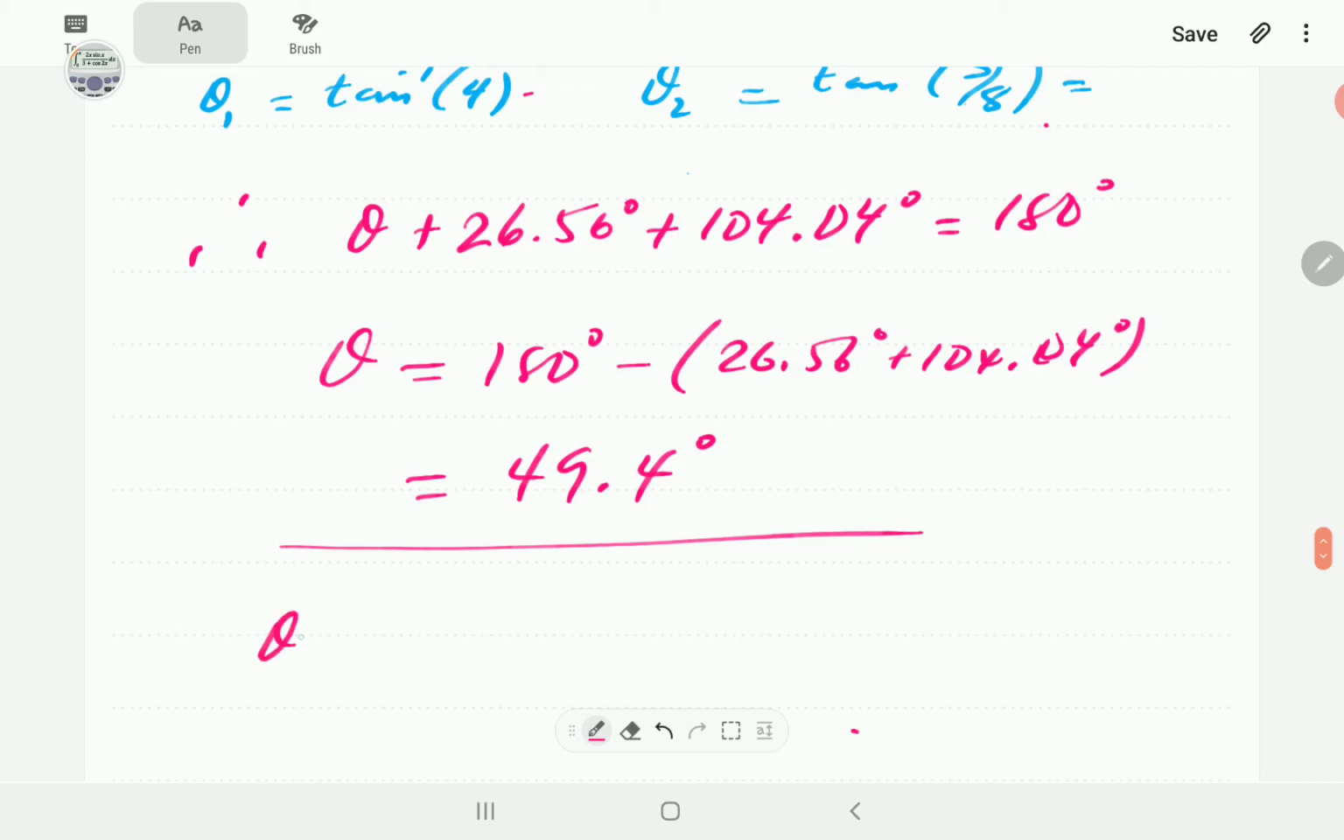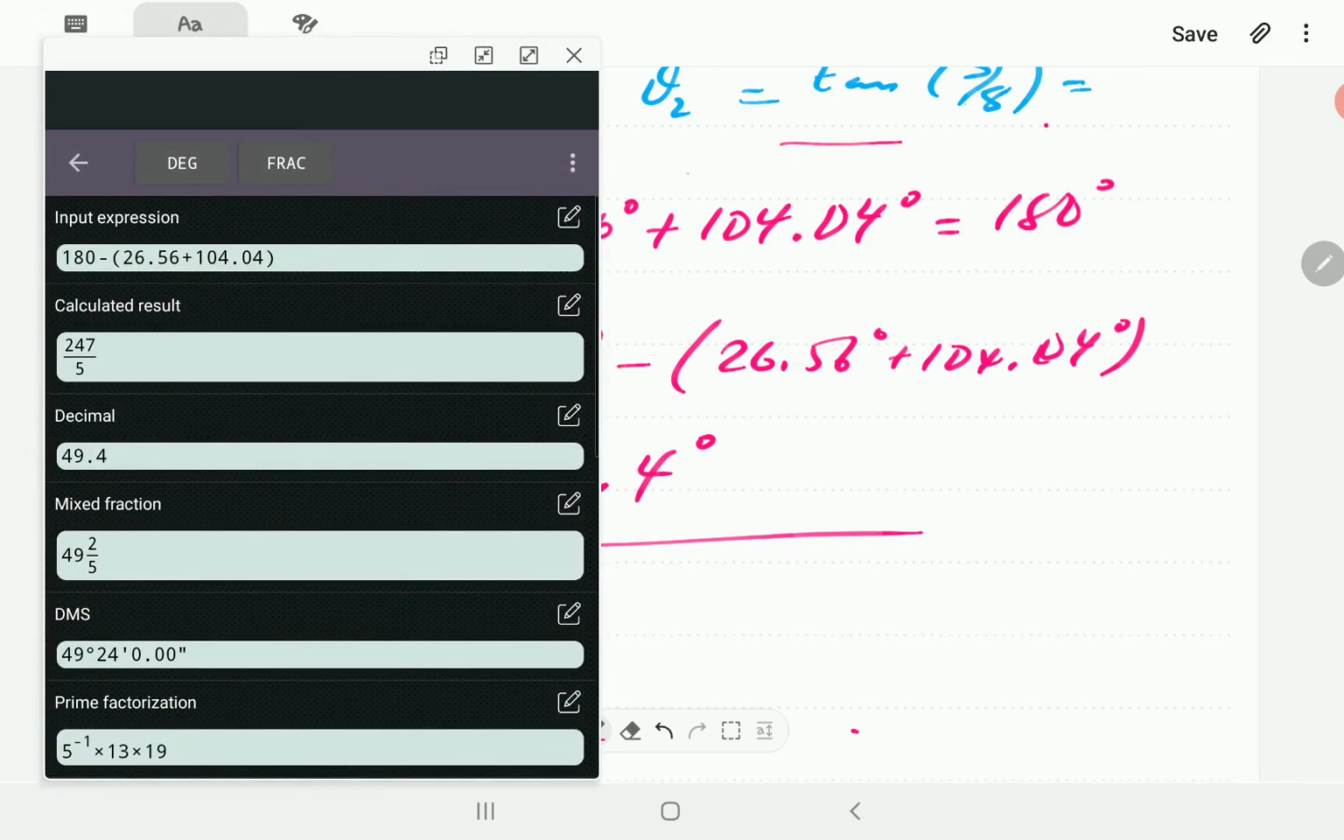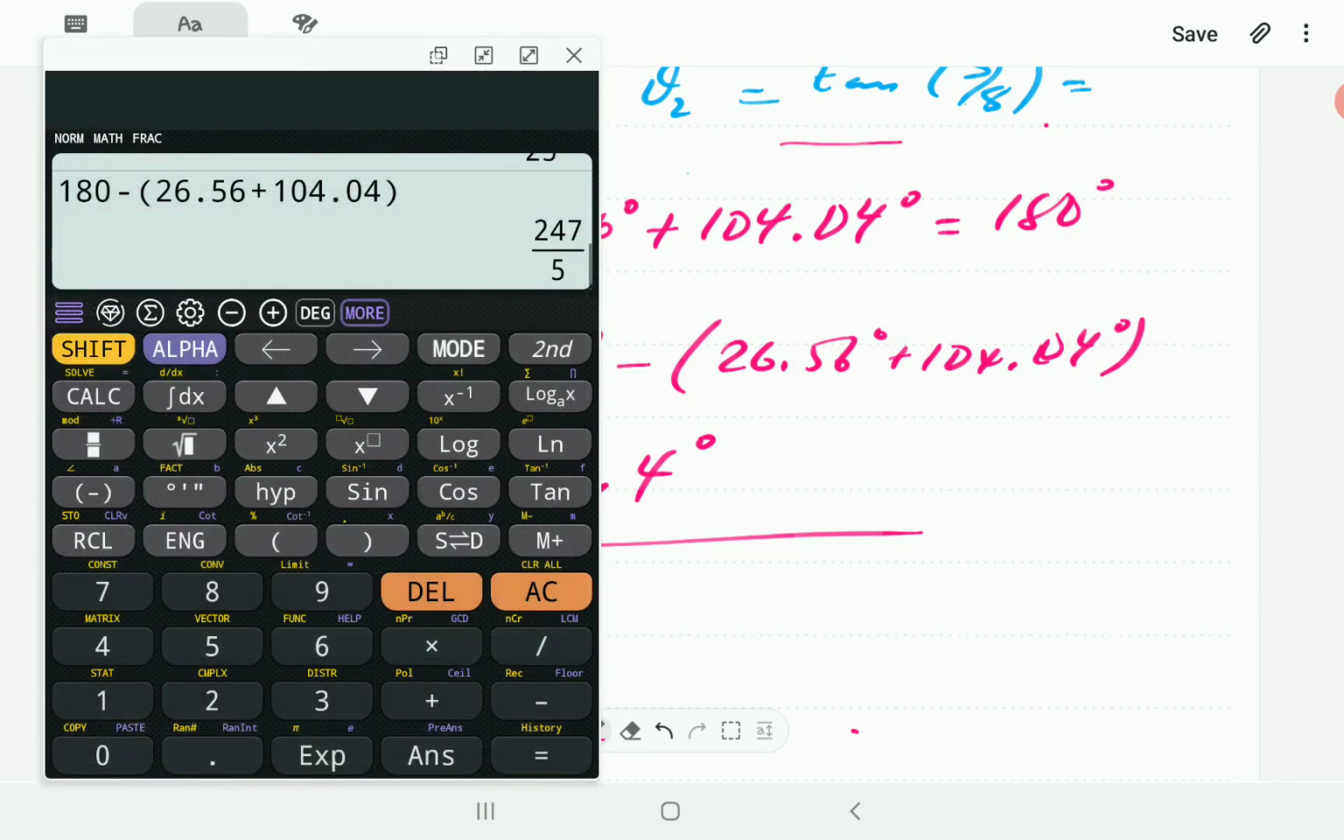Now I'm going to show you something. Notice what happens when we do theta 1 minus theta 2, just using those ones. Okay, so let's just do that in the calculator. We want to do inverse tangent 4 take away inverse tangent 3/8.